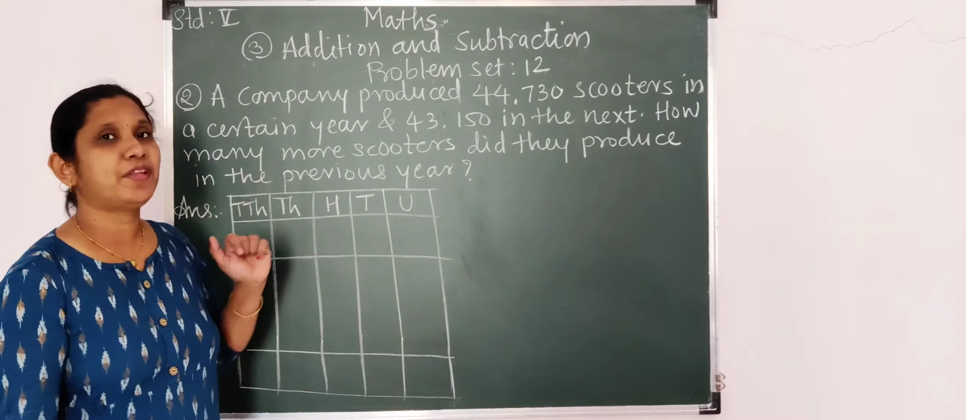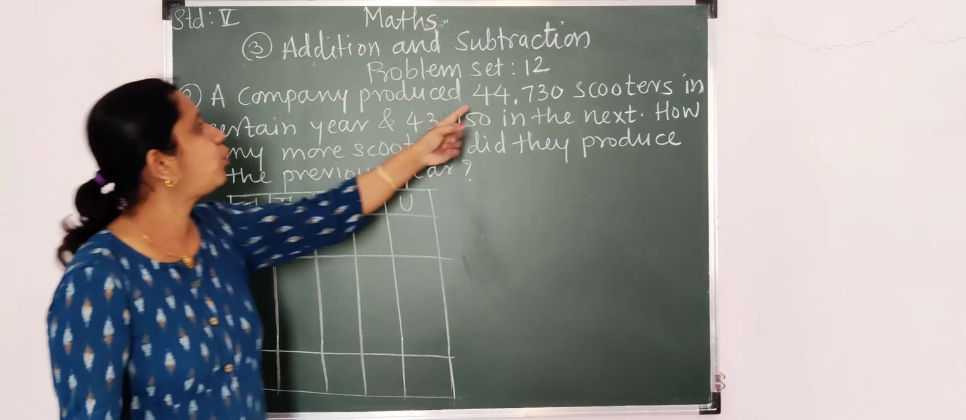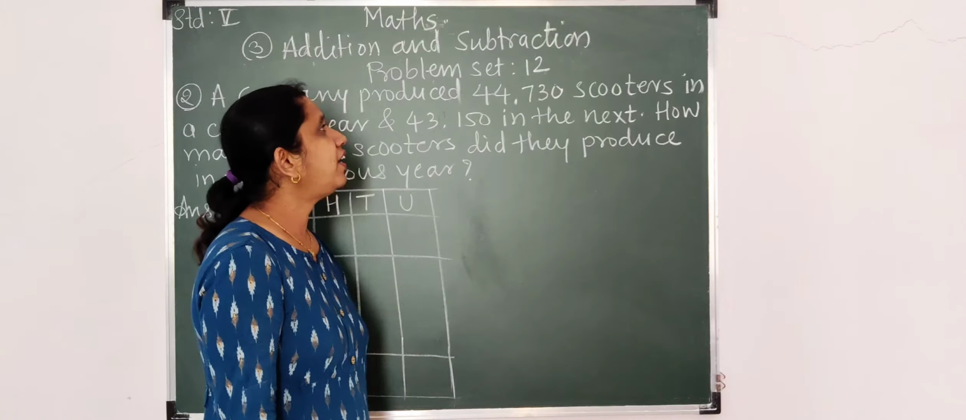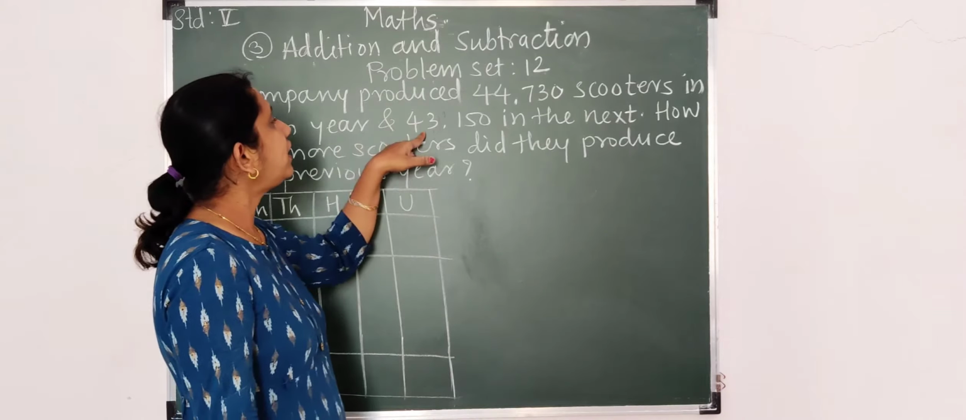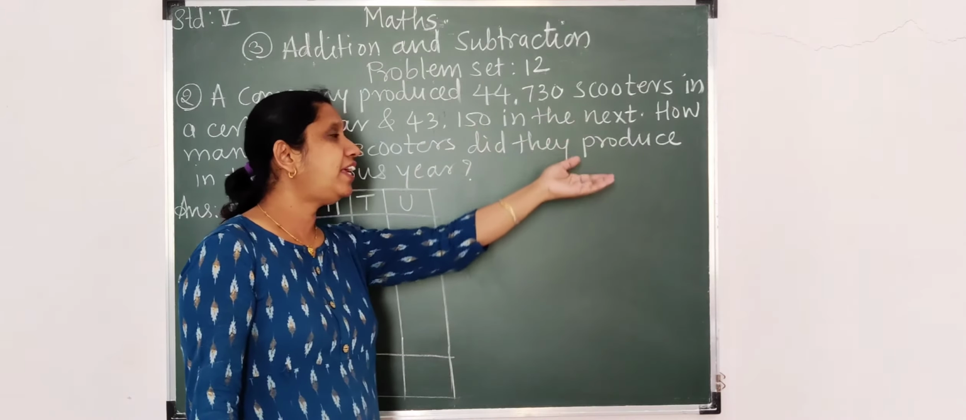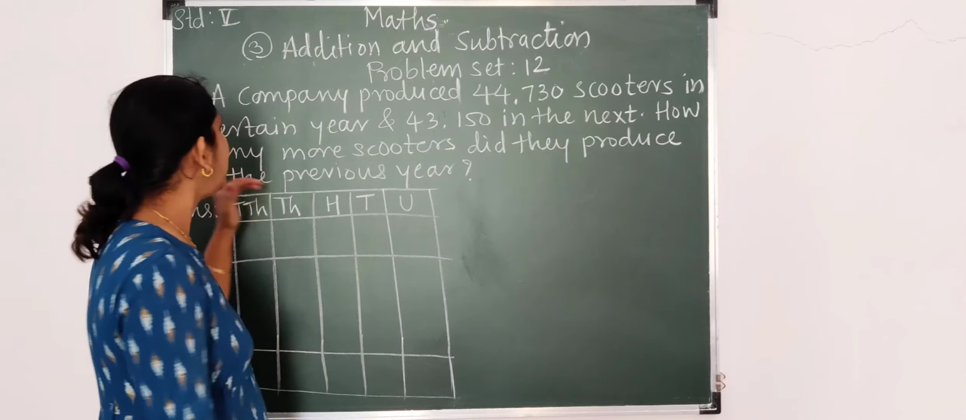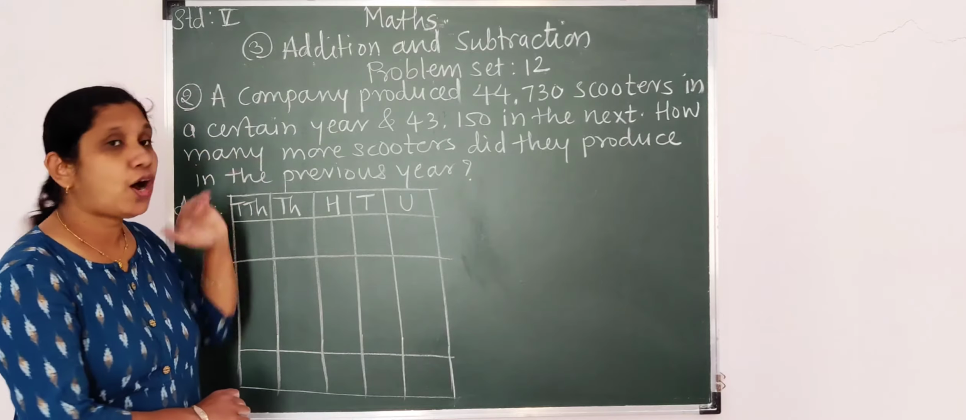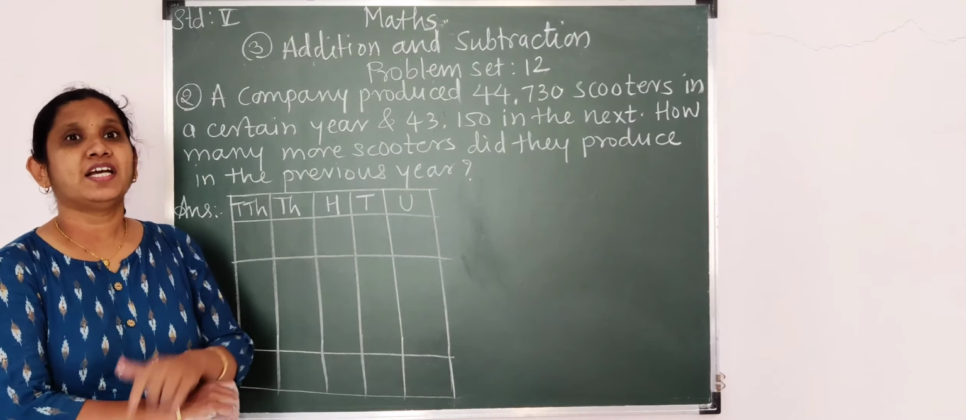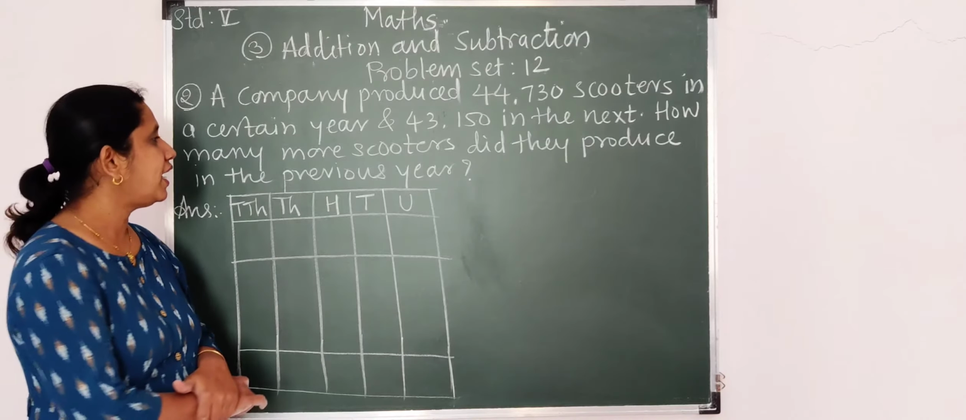Okay. Students, let's see sum number 2. What is given in the example 2? A company produced 44,730 scooters in a certain year and 43,150 in the next. How many more scooters did they produce in the previous year? Now here what is the word given? How many more? From this clue we can understand, yes, we have to do the subtraction for this example.